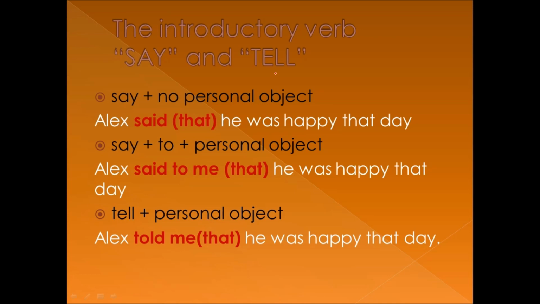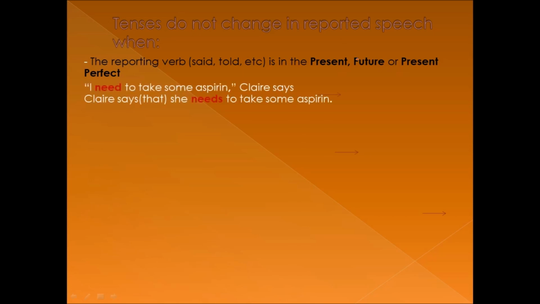Until now, I have talked about how, when we transform sentences from direct speech to indirect speech, we change the tense of the verb. But there are cases where we do not change the tense in the reported speech. When does it happen? We do not change the tense of the verbs when the reporting verb, like say, tell, etc., is in present, future, or present perfect. I need to take some aspirin, Claire says. Claire says that she needs to take some aspirin.